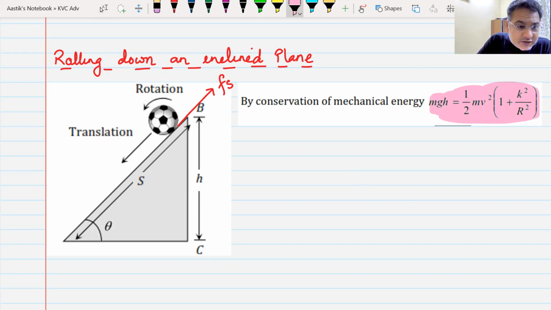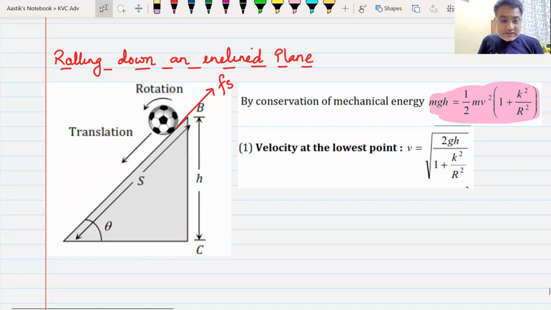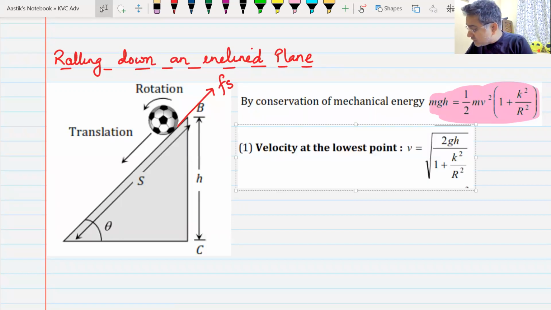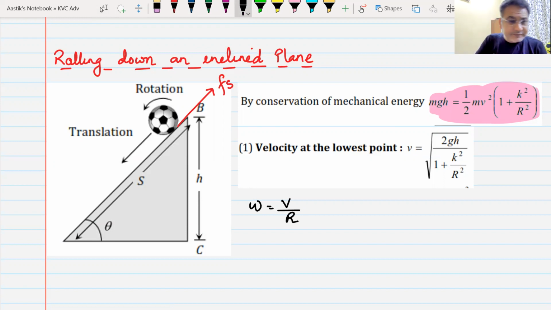Now I will just give you a table of what all questions are asked and what their answers are. The first question that is normally asked is what is the velocity with which it reaches the ground. So this is the velocity with which it reaches the ground. Sometimes they might also ask you the value of angular velocity when it reaches the ground. Remember, the angular velocity omega is nothing but this, v by r. Do we understand this? Yes or no?